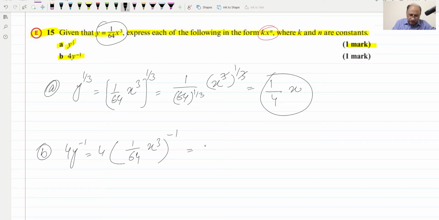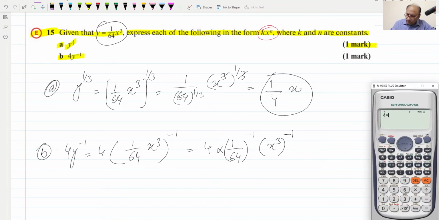Now we can separately write 1 over 64. We can separately write 4 as it is, and 1 by 64 raised to the power minus 1, and x cubed raised to the power minus 1, and this portion we can solve with the help of the calculator. This will be 4 multiplied by, in brackets, 1 over 64 and whole raised to the power minus 1, and this will be equal to 256.